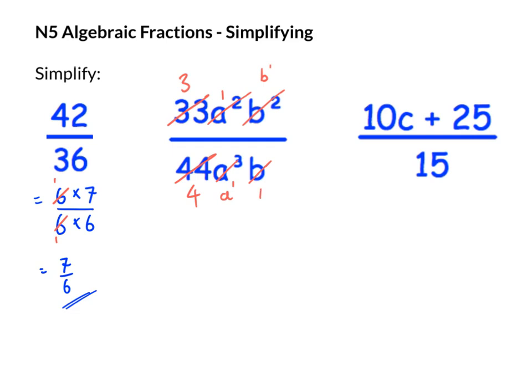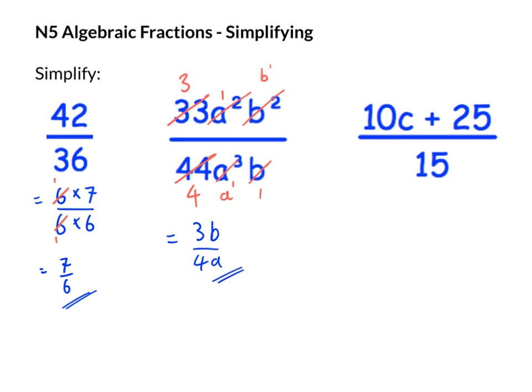Now, I have simplified everything down there. Now I just need to multiply all these simplified factors together. 3 times 1 times a single b will give me 3b. On the bottom, 4 times a times 1 will give me 4a. And I have that fraction in its simplest form.